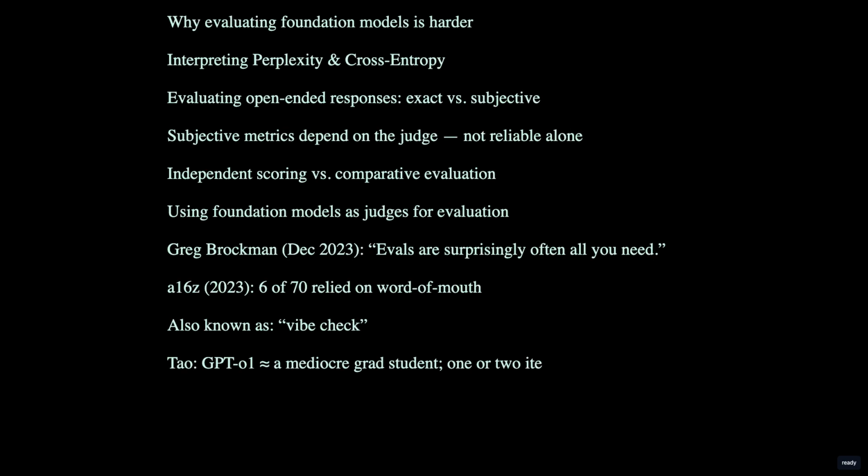Fields medalist Terrence Tao said, GPT-o1 felt like a mediocre but not entirely incompetent graduate student, and he guessed 1 or 2 more iterations might get AI to a competent graduate student level. People then joked that if only the brightest humans can judge models, we may soon lack qualified evaluators for future systems.